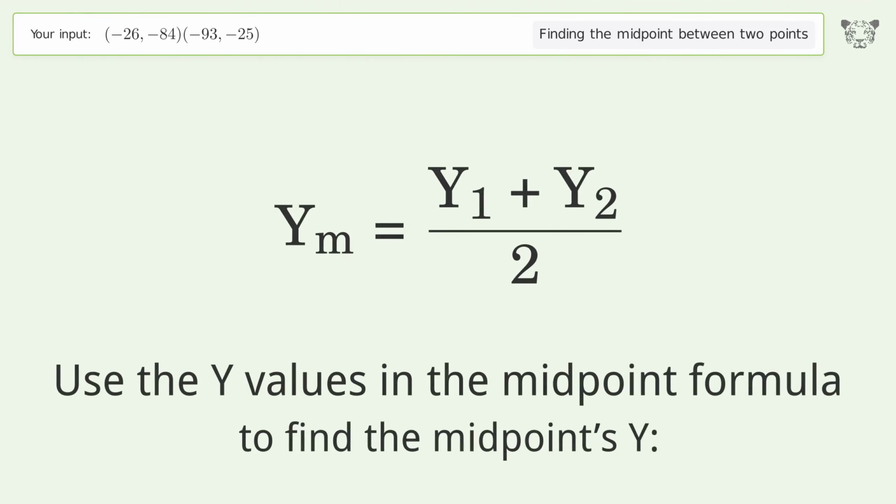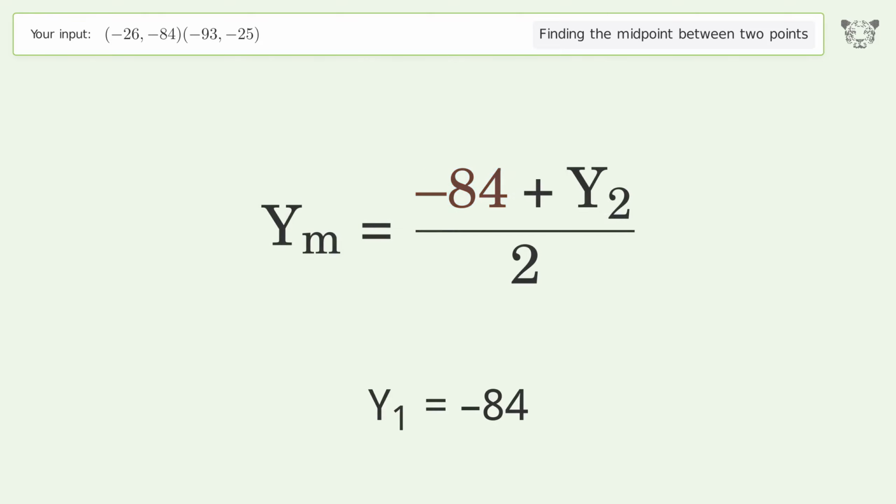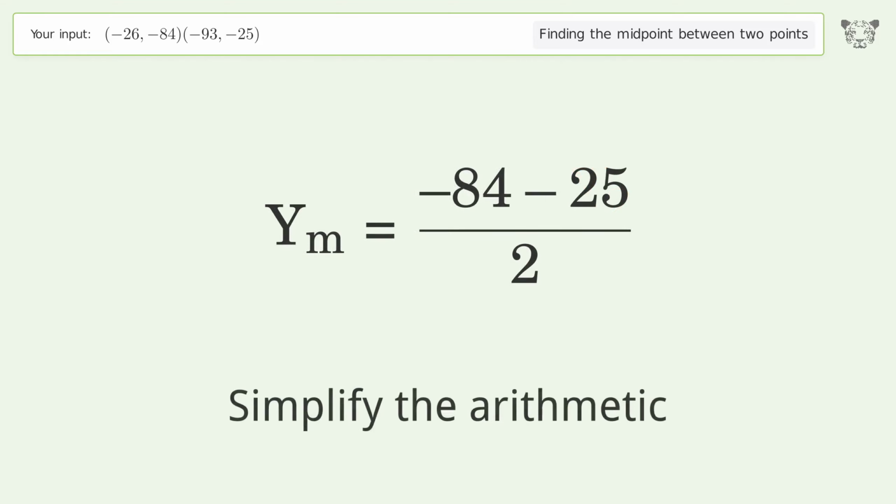Use the y values in the midpoint formula to find the midpoints y. y1 equals -84. y2 equals -25. Simplify the arithmetic.